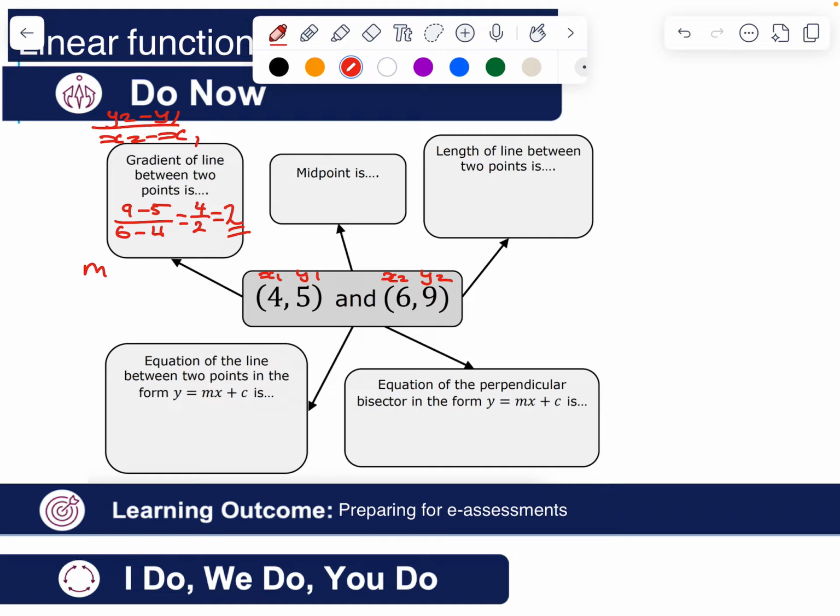Remember, gradient, we call it m. So this stands for m. So m equals 2. So what does that mean for this bottom question? Well, now I know that y equals 2x plus c. Okay, I'll come back to that one in a moment.